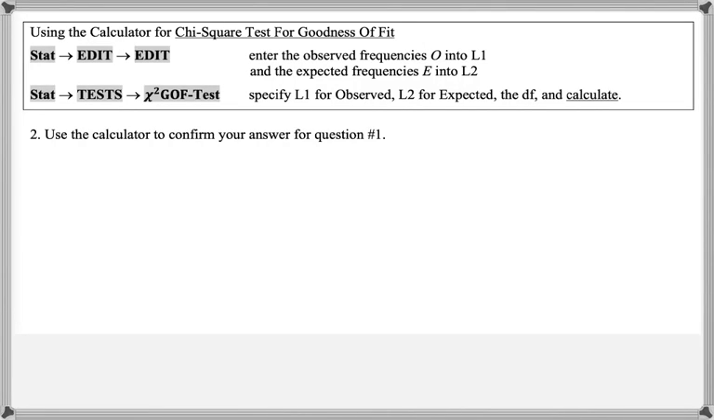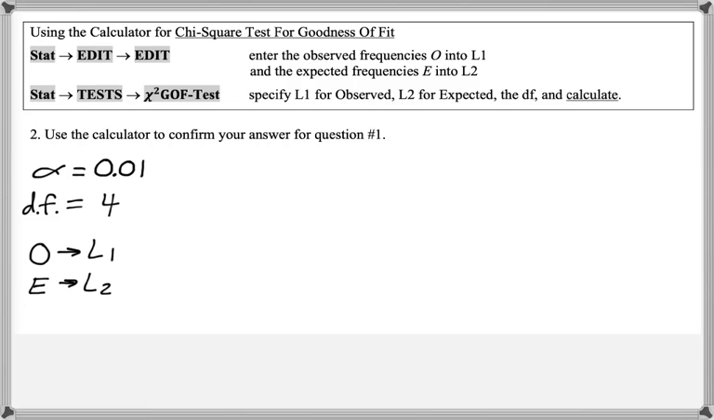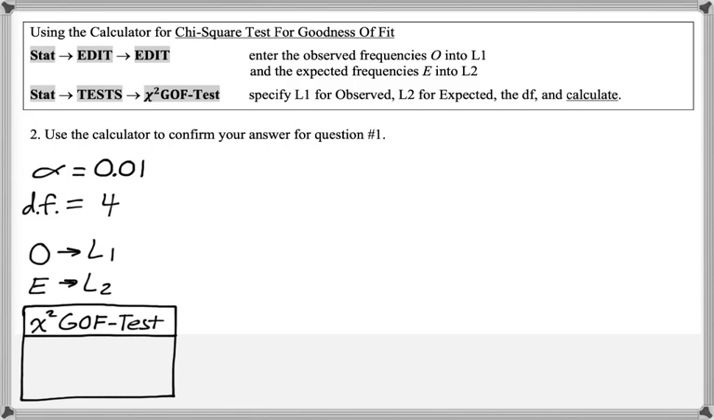On question 2, I want to show how we can use the calculator to solve question 1. So alpha is 0.01, the degrees of freedom are 4. I want to type in the observed frequency distribution into L1 and the expected into L2. And then we are going to select the chi-squared goodness of fit test.